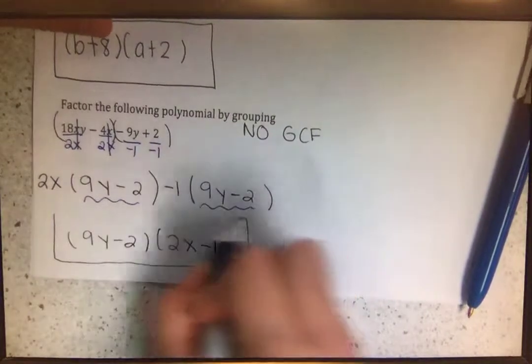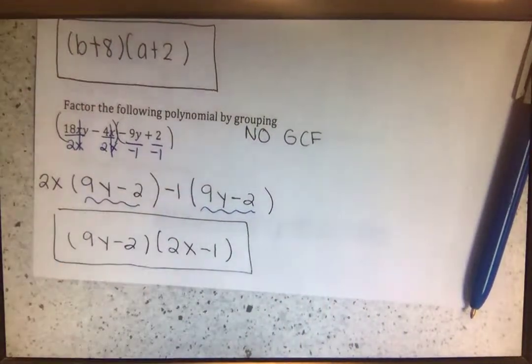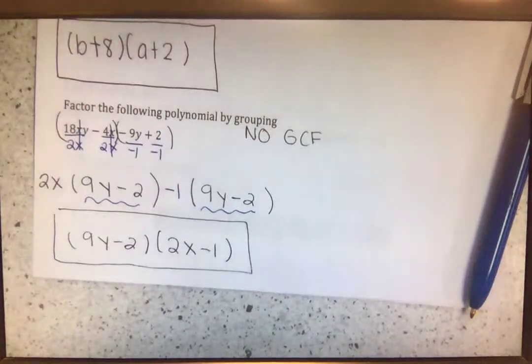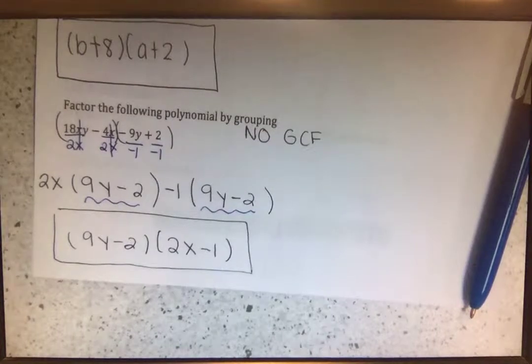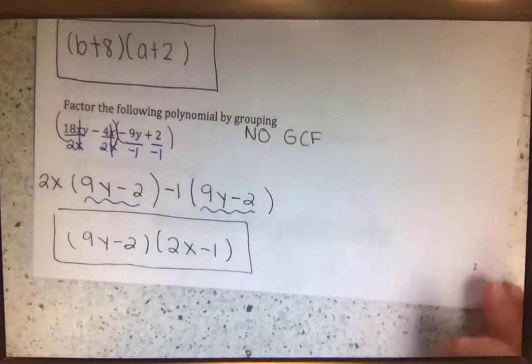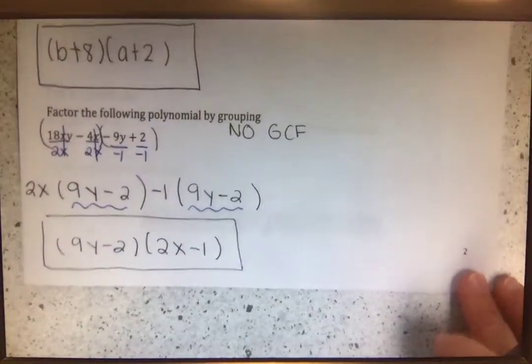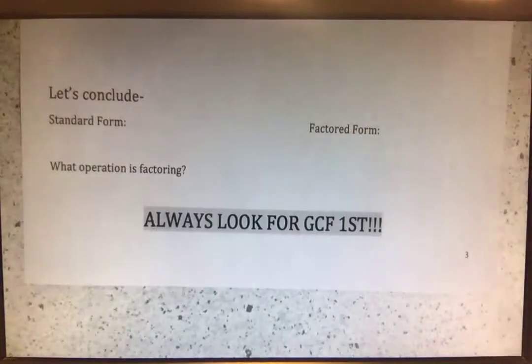So these are our two factors. 9y minus 2 is one factor. 2x minus 1 is another factor. Multiply those two factors together, you'll get back to your original problem. So next page. So factor the following polynomial.